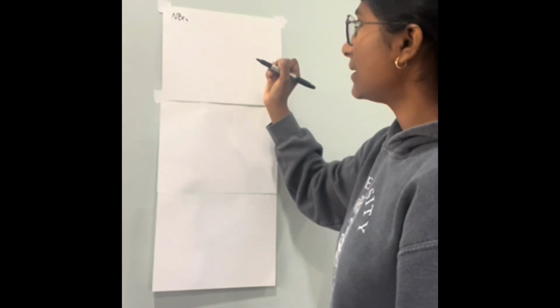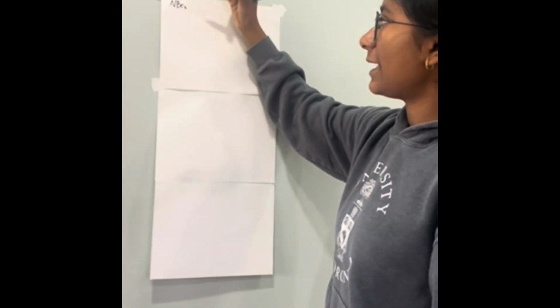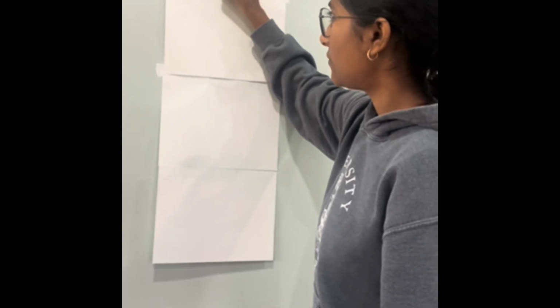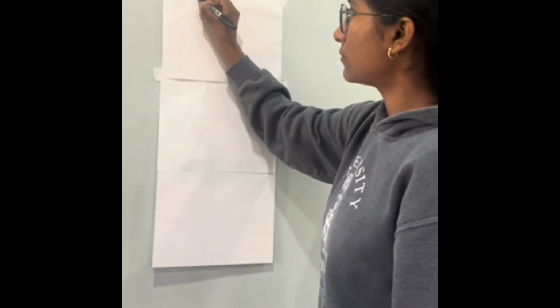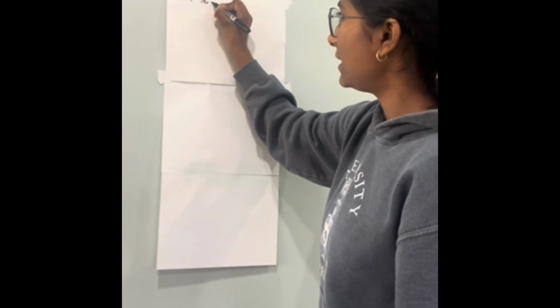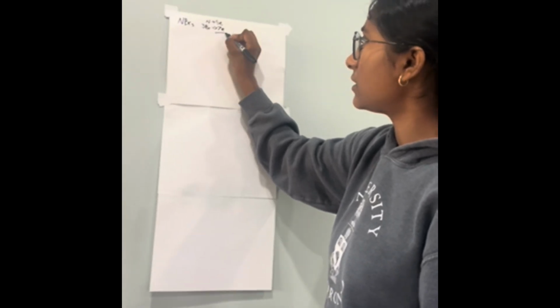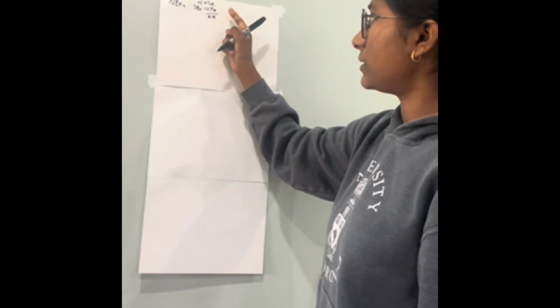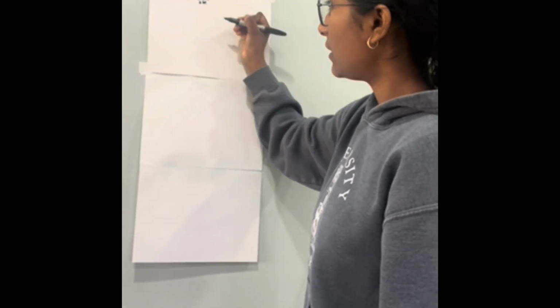So, let's start with how many valence electrons we have. Nitrogen will have 5 valence electrons. We have 3 bromine. Each bromine carries 7 electrons. That means we're going to have 21 electrons. 7 times 3 is 21, 26 with the 5.